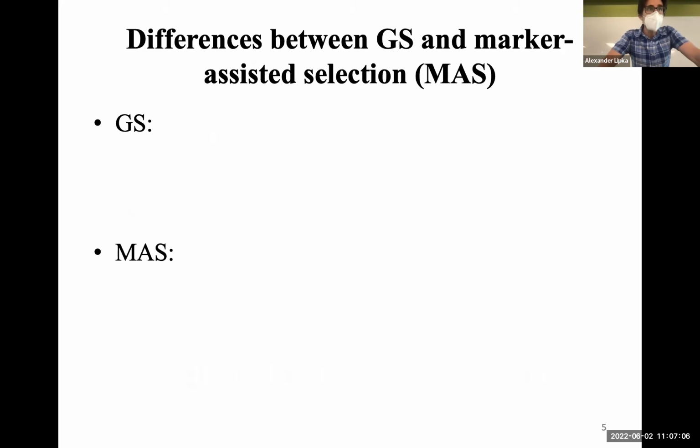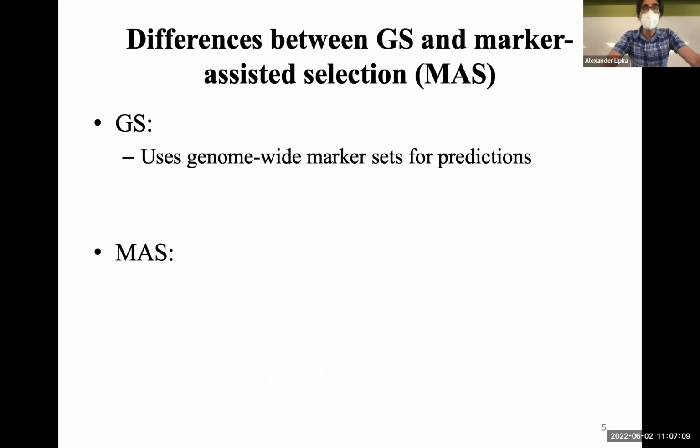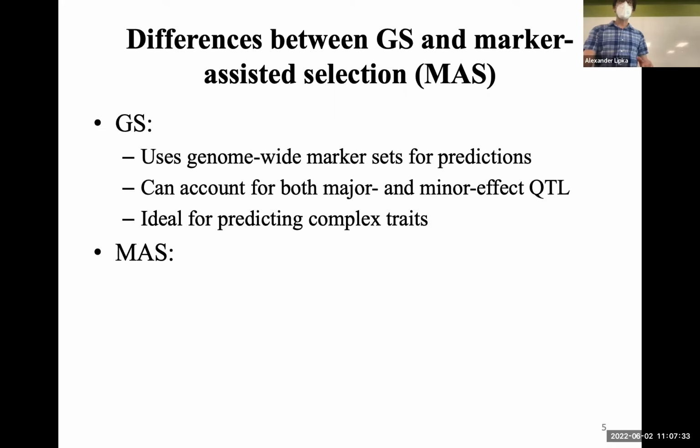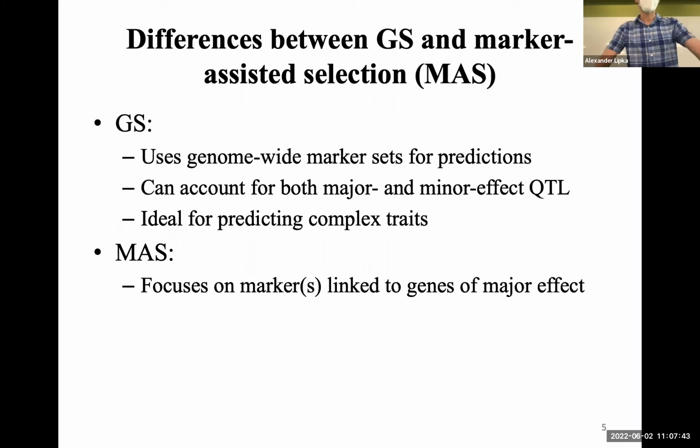GS and marker-assisted selection. In GS, you're using your entire set of genome-wide markers for predictions. And because of that, you can account for both the large effect QTL, associations that are statistically significant, as well as minor effect QTL that you may not declare to be statistically significant in a GWAS. So you can include everything, right? So when you have complex traits, such as following something similar to the infinitesimal model that was discussed yesterday, the GS model will be ideal for that, okay?